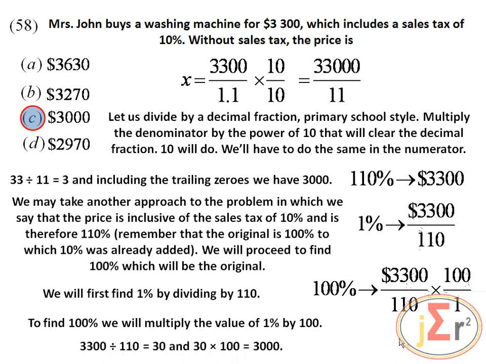And we may simplify by saying 0 will go with 0, and 11 into 33 is 3, so this is 30. So we'll have 30 here to be multiplied by 100, and that will give us 3,000. No problem with that.